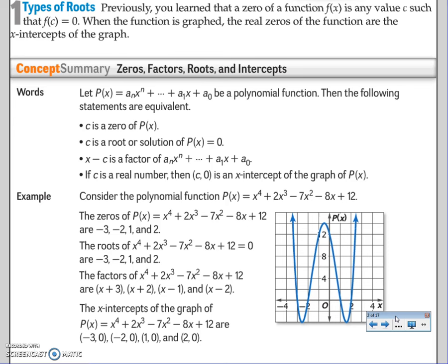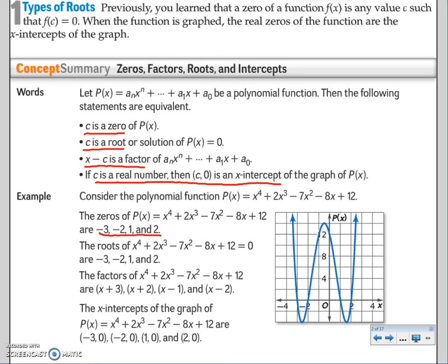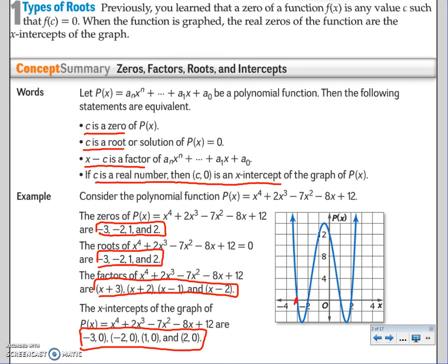So here's an example picture. If c is a 0, then c is also called a root. If you change the sign, you get a factor. And if c is a real number, then that's called an x-intercept. So for the problem below, there are 4 zeros. There are also 4 roots. There are 4 factors if you change all the signs. And of course, there are 4 intercepts. X-intercepts, right? So you know those are all the same thing. There's a picture. You can see 1, 2, 3, 4 roots, zeros, x-intercepts.